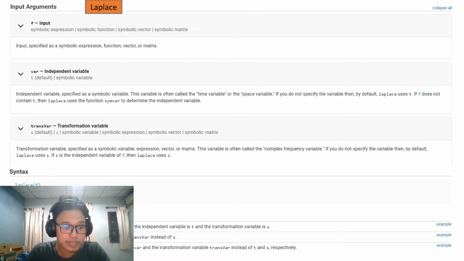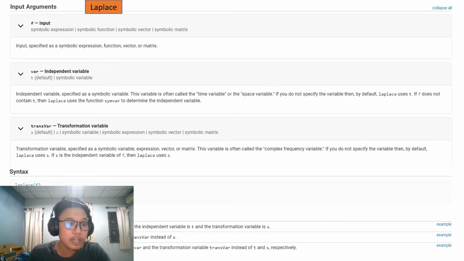Okay, for the next function, I'm going to explain the Laplace transform. The Laplace transform is pretty simple. It changes from the time domain into the Laplace domain. By using the Laplace function, we can change from the time domain to the Laplace domain. In the Laplace transform, we have three inputs: f is the input, var is a variable, and transvar is the transformation variable.